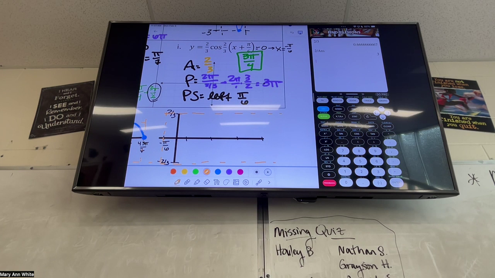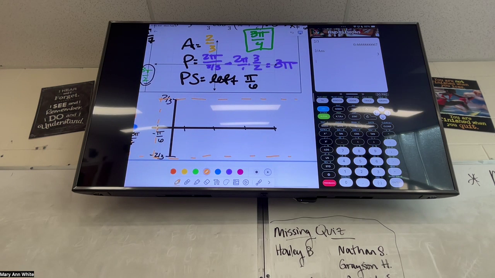So cosine, you start at 2/3. Cosine, you always start at the highest point, unless it's a negative cosine, then you start at the lowest point. But I'm not ready to do that yet because I got to get my angle marks, right? I threw some tick marks on the graph. I just don't know where they are yet, okay? So I've got to figure that out.